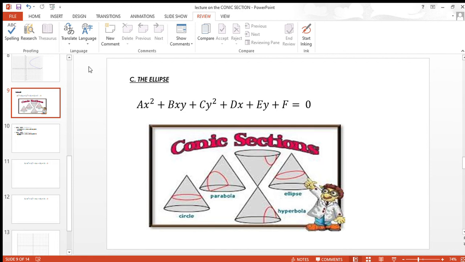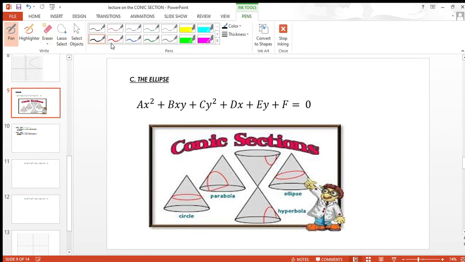Hello again to everybody. So let's continue with the discussion on the conic section. This is now the third type of conic, and this is for the ellipse. And as I have mentioned before, our conics will always fall under the second degree equation.